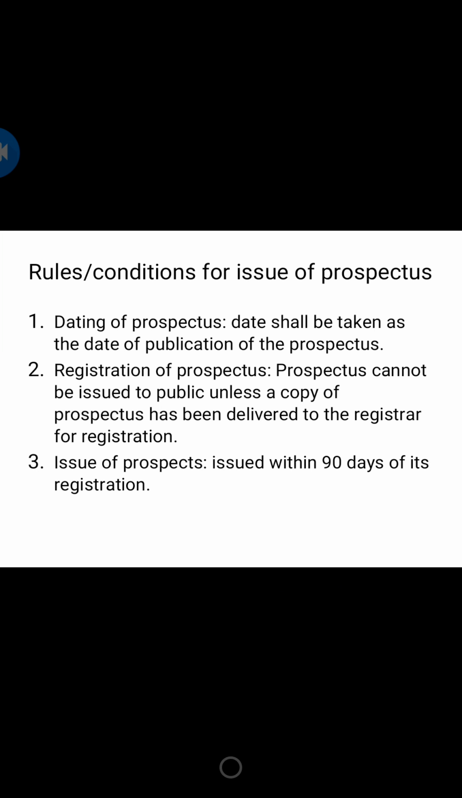So the requirements, or the rules or conditions. The first is dating of the prospectus. The date shall be taken as the date of publication of the prospectus. Every prospectus must be dated. The date given in the prospectus shall be taken as the date of its publication, unless it is proved to the contrary. The date of filing of the prospectus with the registrar is taken to be the date of its issue. The date of issue of a prospectus may, however, be different from the date of its publication.